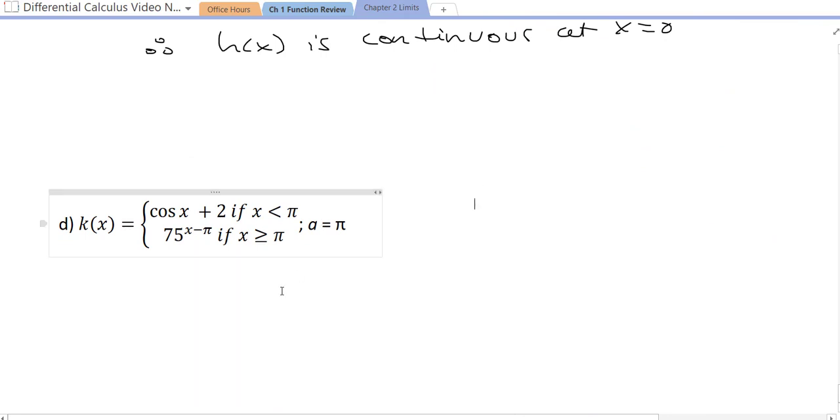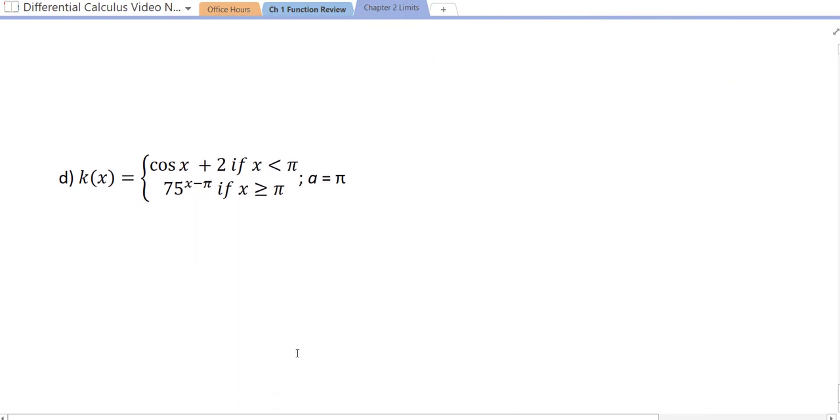Okay, so what about this one? Is it continuous at pi? So a is pi, so we're going to check the conditions again. So 1, does f of pi exist? And so how do I find it?